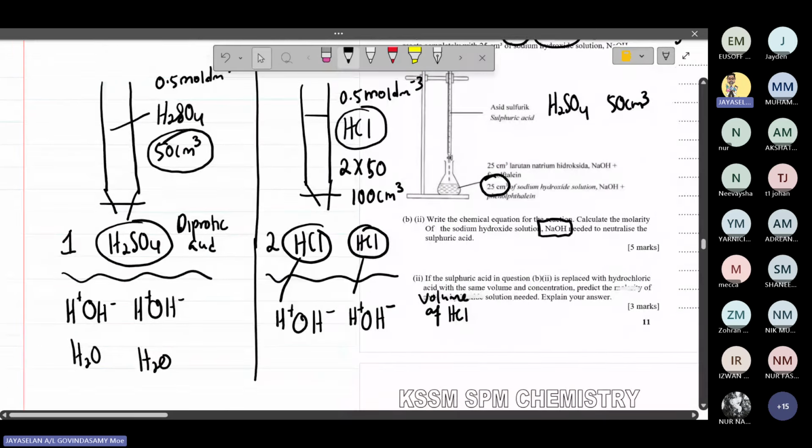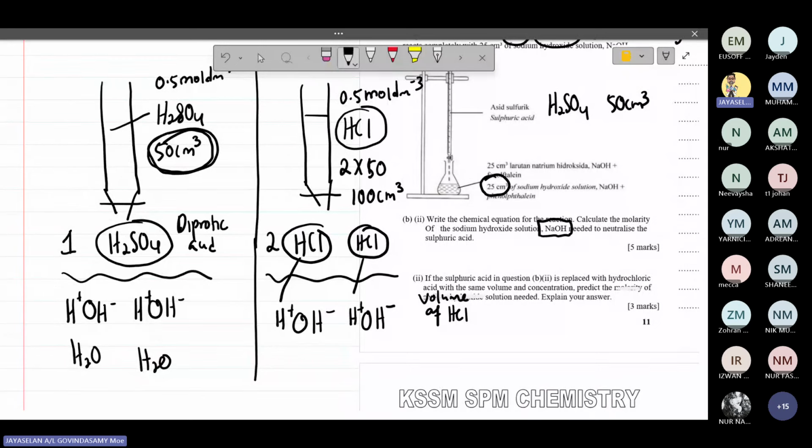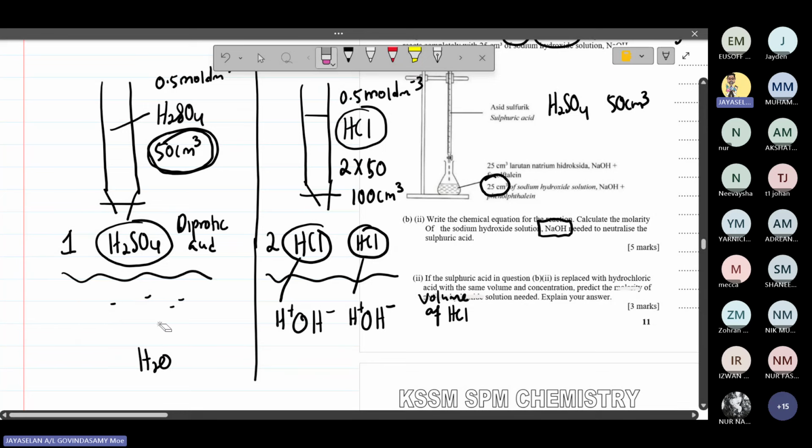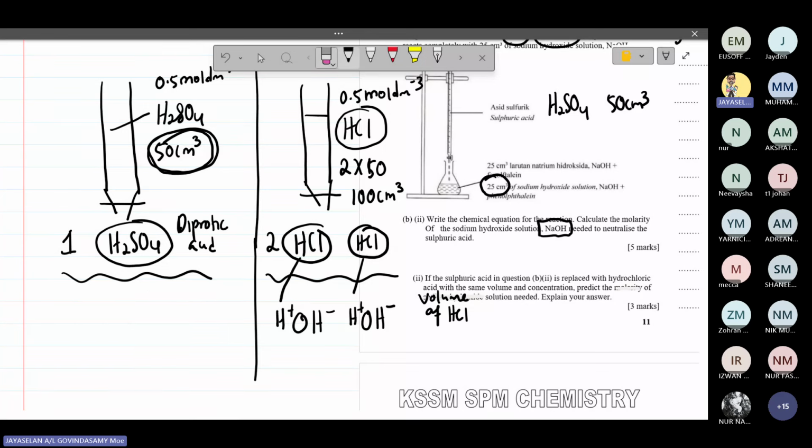Okay, so here, experiment sulfuric acid, you use sulfuric acid 50. So, saya repeat again. Okay, here, I put 2 hydroxide ion, contoh lah. So, I need only 1 sulfuric acid, because 1 sulfuric acid can ionize, produce 2 mol of hydrogen ion. If they repeat with hydrochloric acid, I need 2.